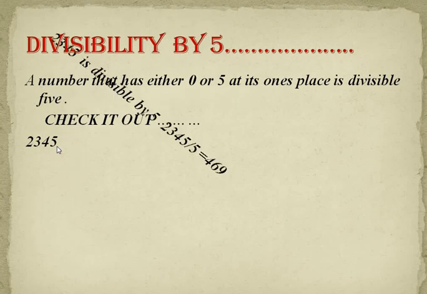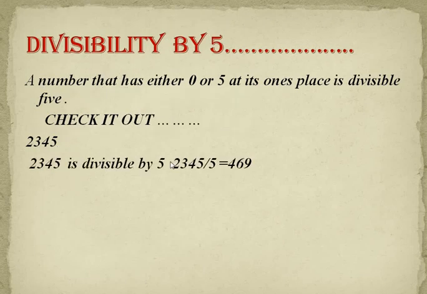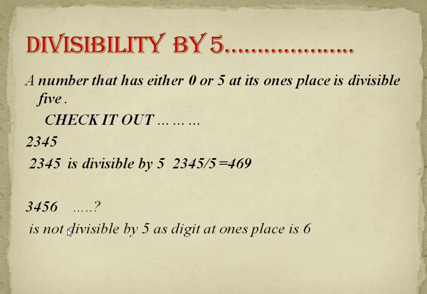Now if you divide this number by 5, you can see the answer comes out to be 469 and there is no remainder left. Therefore, both ways you can see that this number is divisible by 5. Now look at this number, 3456. Is it divisible by 5? To check, we have to look at the digit at ones place. Here the digit at ones place is 6, which doesn't fall in the criteria of 0 and 5. Therefore, this number is not divisible by 5.